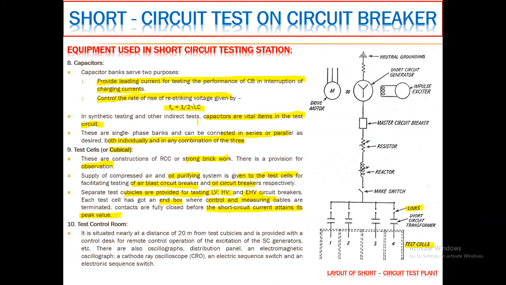The test control room is generally situated at a distance of about 20 meters from the test cubicles and is provided with a control desk for the remote control operation of the excitation of short circuit generators. These control rooms are normally equipped with oscillographs, distribution panels, electromagnetic oscillographs, cathode ray oscilloscopes, and electric sequence switches and electronic sequence switches. It is designed to provide facilities for the conduction of the test.